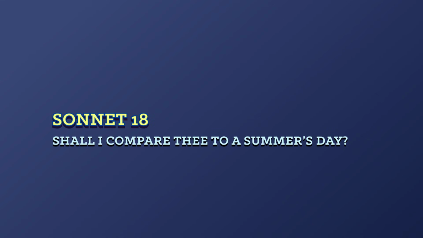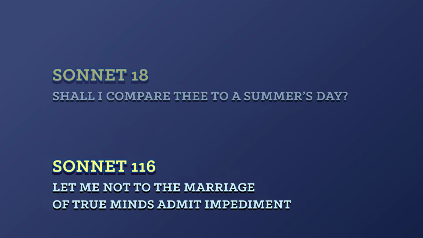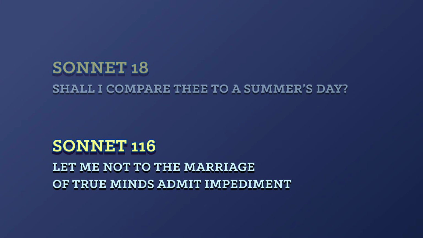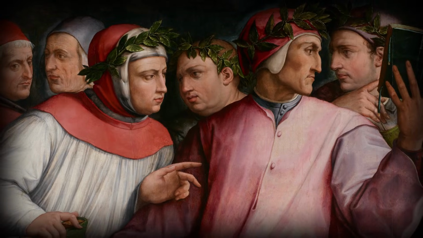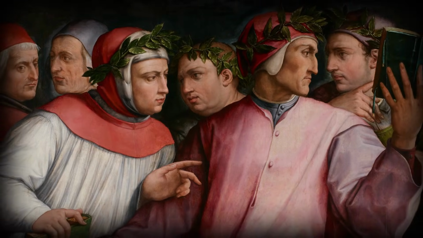So today we're going to look at the history and controversy surrounding Shakespeare's sonnets, and we'll look at 3 particular sonnets. They're often known by their first lines, but they're also known by numbers. So we're going to look at Sonnet 18, aka Shall I Compare Thee to a Summer's Day, Sonnet 116, Let Me Not to the Marriage of True Minds Admit Impediment, and Sonnet 130, My Mistress's Eyes Are Nothing Like the Sun. So the sonnet got its start, like so many great things, in 13th century Italy.